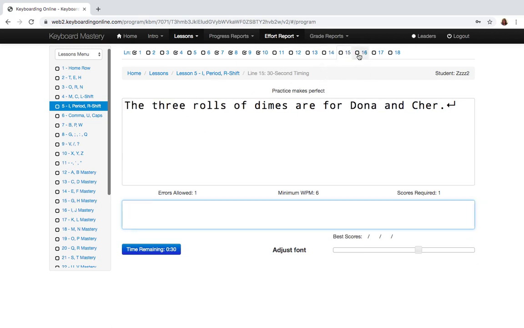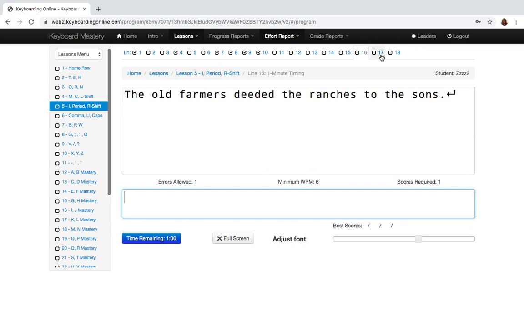Nice sentences to practice on. Line 16, 17, and 18 are 1-minute timings. Just do your best to practice. Let's just do one, close it out with one. Cap, and that's a right shift. Cap, D, A, L, E, space.